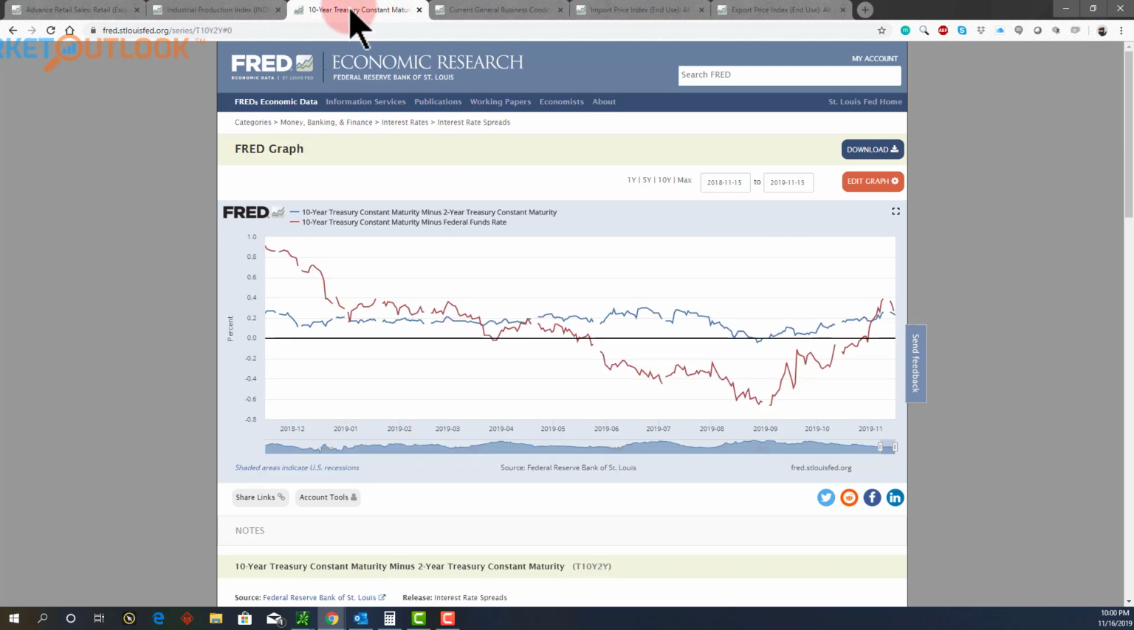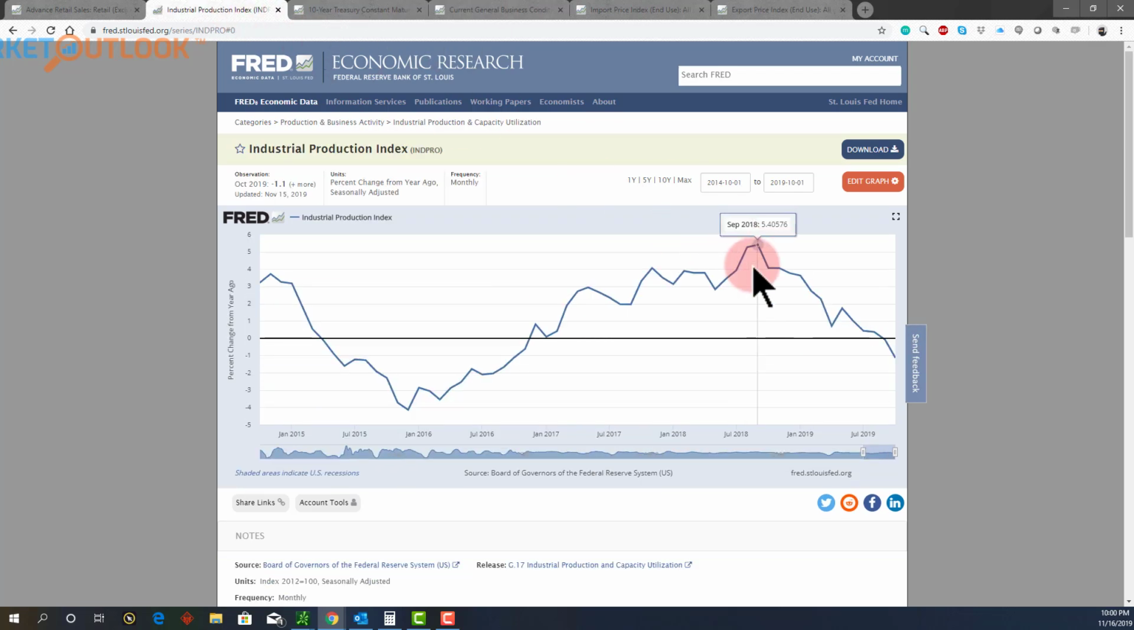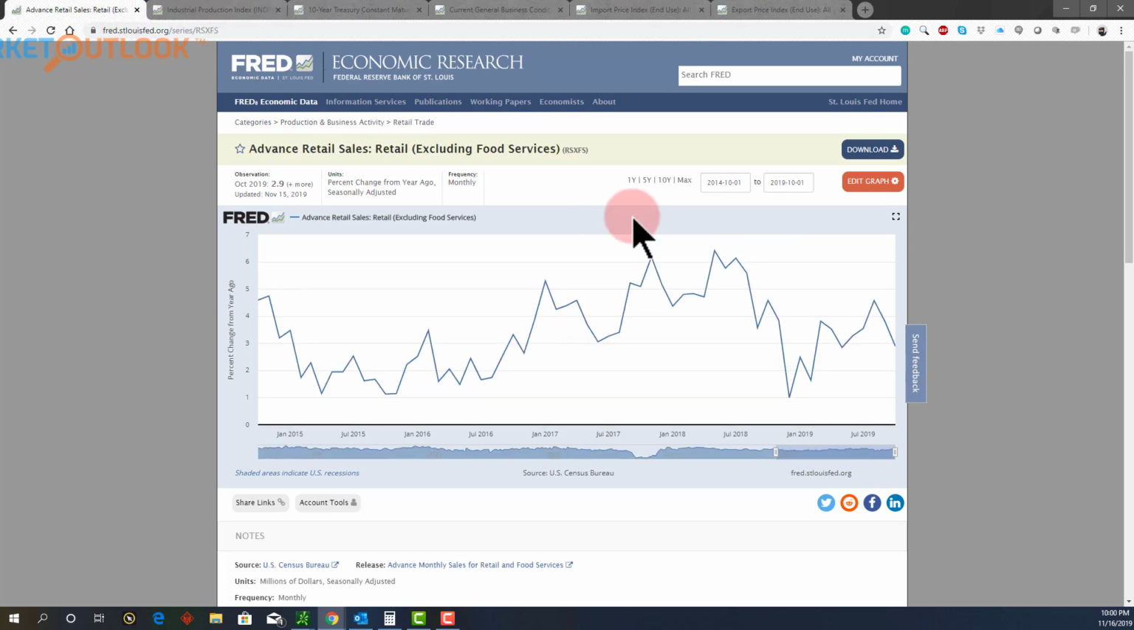You look at, we'll come back to that in a minute, the industrial production. Here's August 18. You can see now we're negative on a year-over-year basis. And then retail sales was the last indicator that was released on Friday. Again, July, August, we peaked here on a year-over-year basis, and now we're down below 3%. So we're still pulling back.